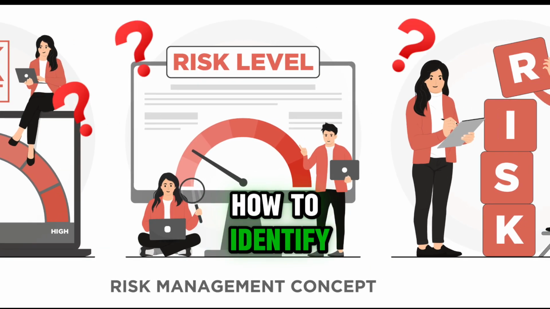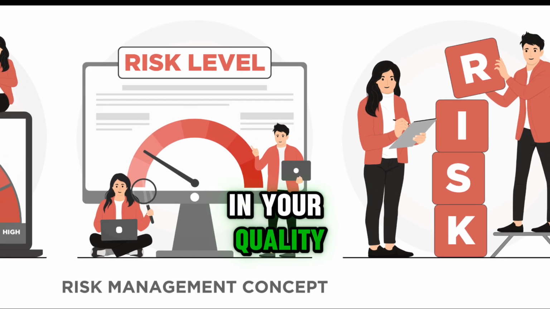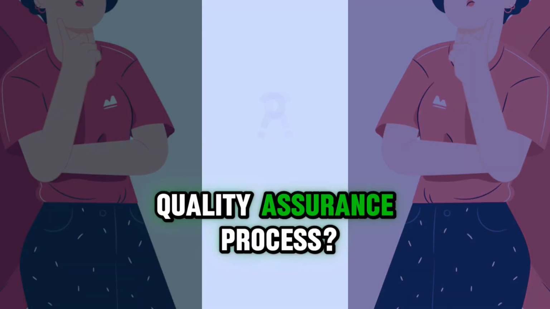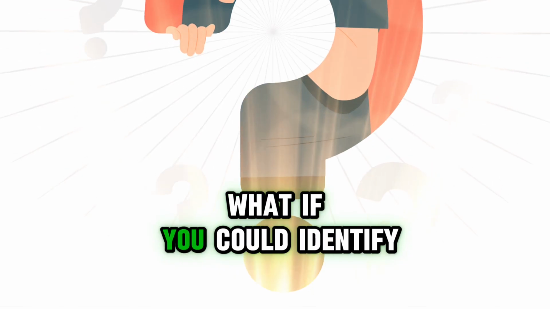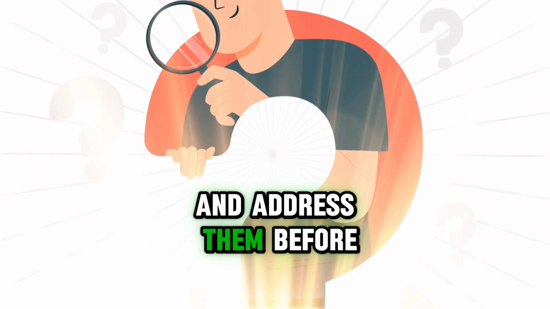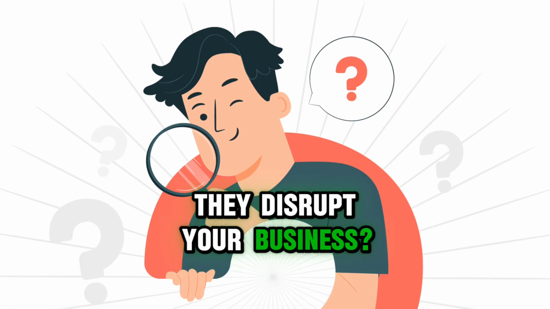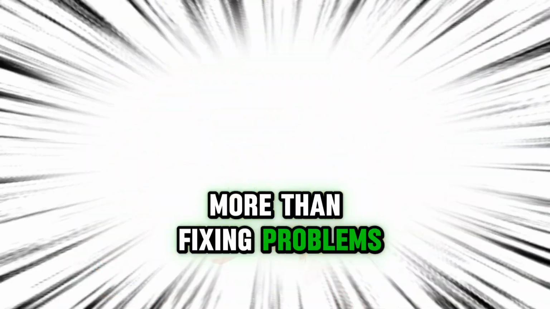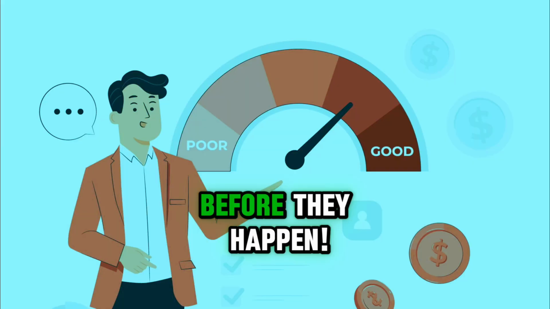How to identify and tackle risks in your quality assurance process. Do you know where the biggest risks are hiding in your quality assurance process? What if you could identify and address them before they disrupt your business? Quality assurance is about more than fixing problems. It's about preventing them before they happen.